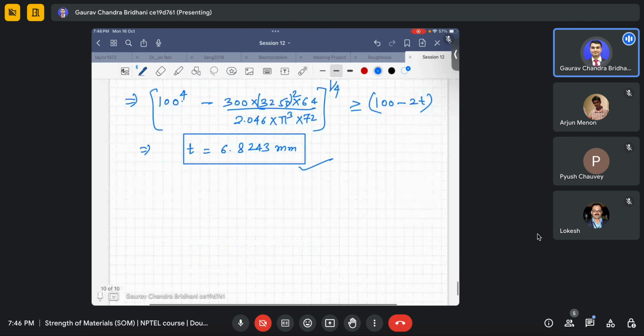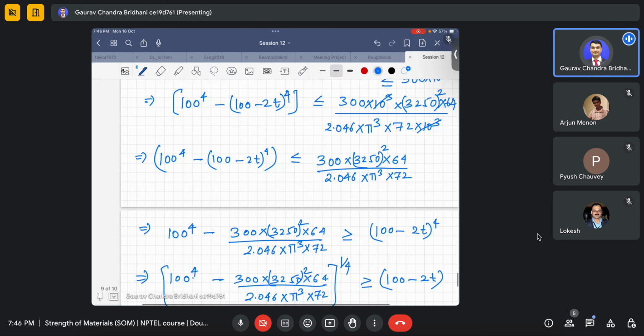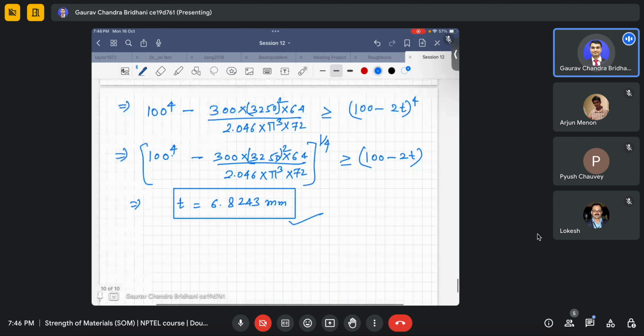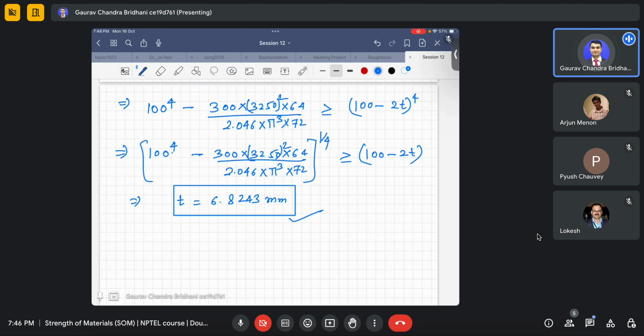Now one more thing we can do. We have designed it, but in design it is very difficult to get 6.82. So let's take the design value of thickness as 7 mm.